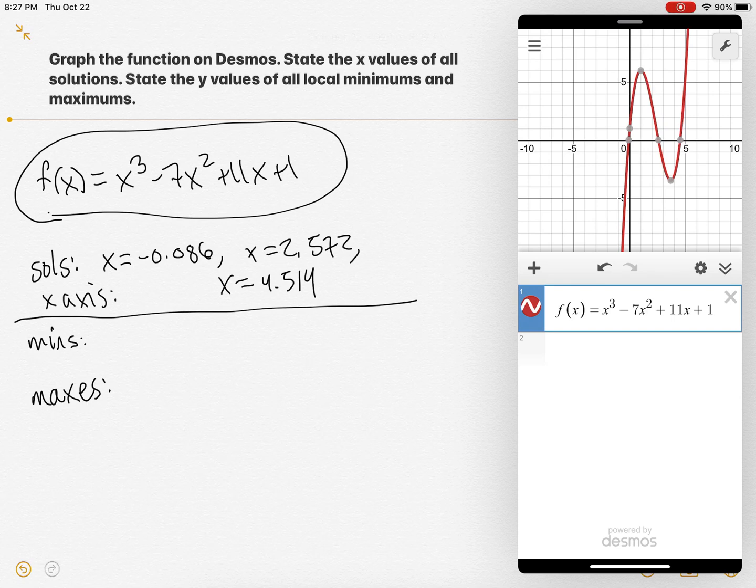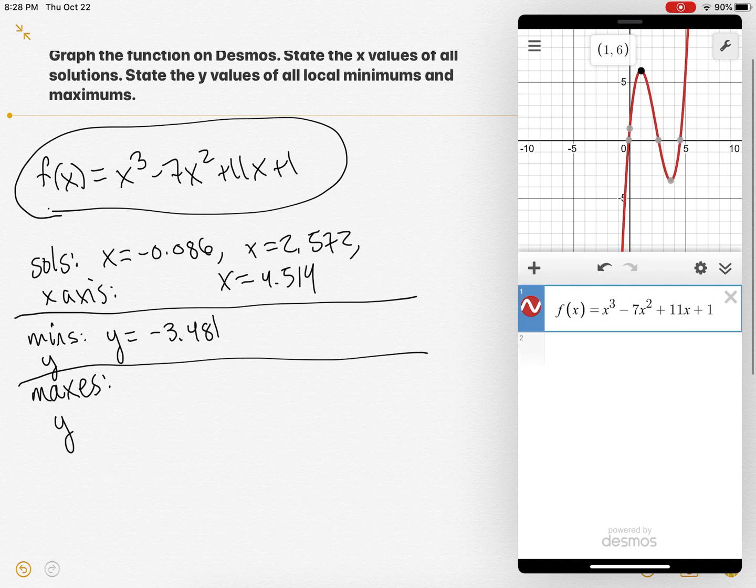Next up are any minimums. How many minimums does this graph have? This graph has one minimum, one low point, which is right here, what I'm going to click on. For mins, we use the y value, and so my minimum happens at y equals -3.481. That's my only minimum, so I'm done. This graph also has a maximum or a peak, which happens up here. We just list the y coordinate for maxes. My y coordinate for my max is 6, so I have a max at y equals 6.